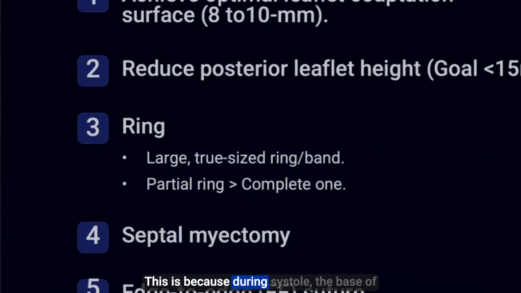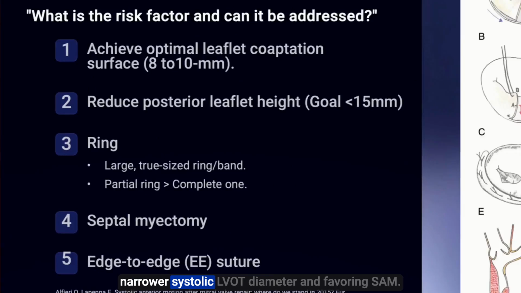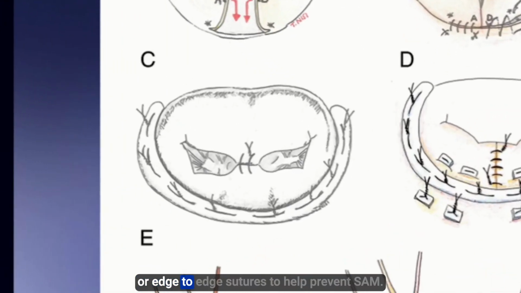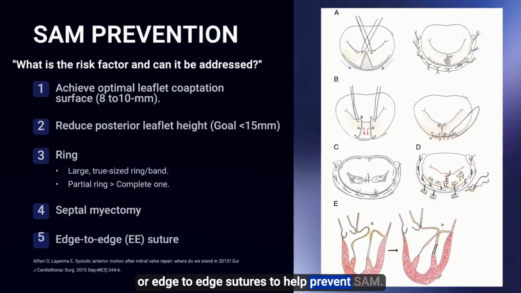This is because during systole, the base of the anterior mitral leaflet actually moves posteriorly to increase the size of the LVOT, while the insertion of a complete ring at this area of the heart eliminates this movement, causing a narrower systolic LVOT diameter and favoring SAM. The surgeon can also further perform septal myectomy or edge-to-edge sutures to help prevent SAM.